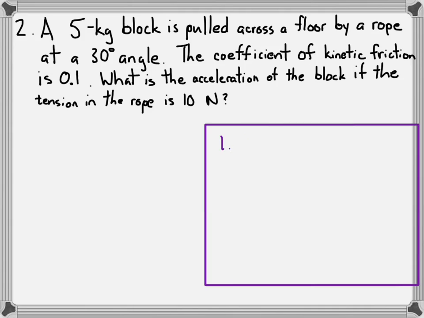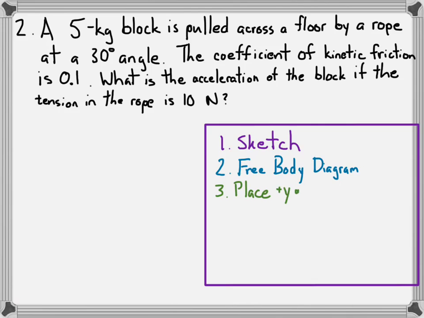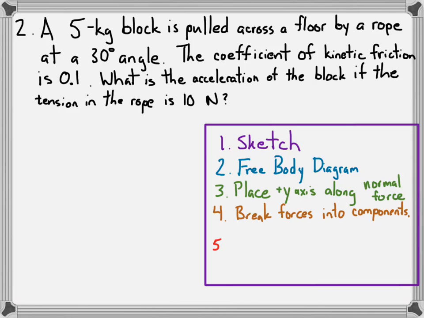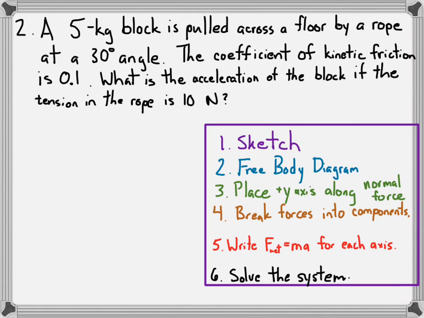Okay, so the problem-solving process that I like to use for Newton's second law problems involves first drawing a sketch, then making a free body diagram. Then we want to place the positive y-axis along the normal force, and then break down any forces into x and y components. We want to write Newton's second law for the x and the y-axis separately. And then we're going to come up with a system of equations as a result of that, which we then want to solve.